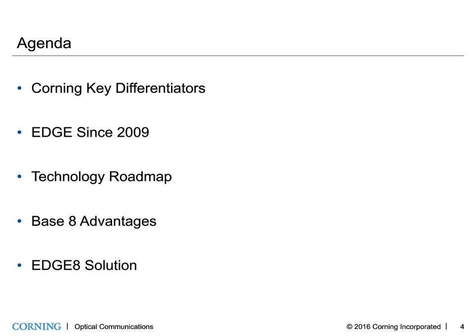We'll talk a little bit about Corning and some key differentiators, to help set the stage of what we do to try to predict the direction of the market, and try to predict future needs of the market, and how that could potentially play out into products.